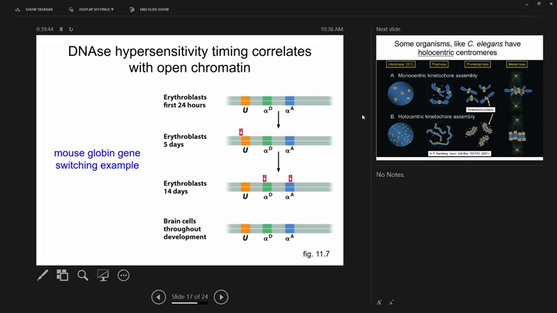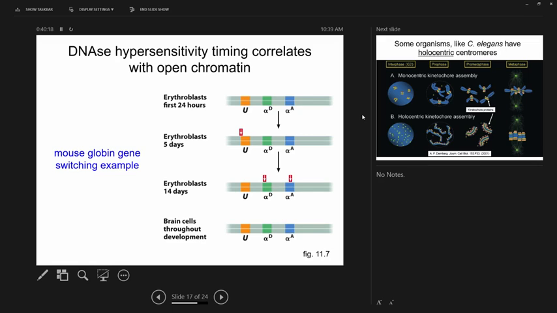Versus this is just the opposite. Now the area around the promoter of the U gene for globin has been restricted and these two are open. So you get a switching in chromatin conformation. As a control, you could look at brain cells or pretty much any other cell type besides erythroblasts. No other cell has a reason to turn on globin genes, and so these genes throughout development are in a tightly compacted form of DNA.